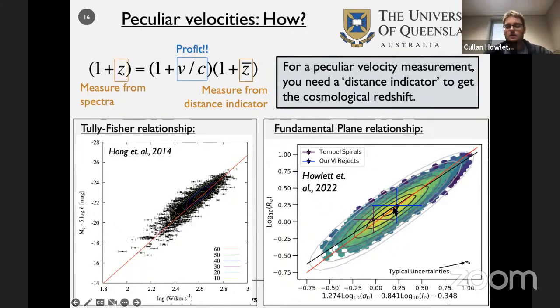And then you can fit this plane, which is given by this red line here. And by comparing the offset between the predicted size from the red line and the measured size of a given galaxy, that also gives you a measurement of the peculiar velocity as well. And the peculiar velocity, again, is directly proportional to that offset in the size axis here.